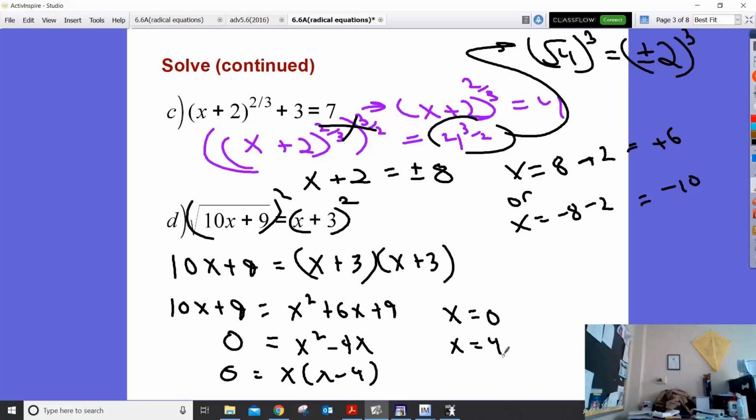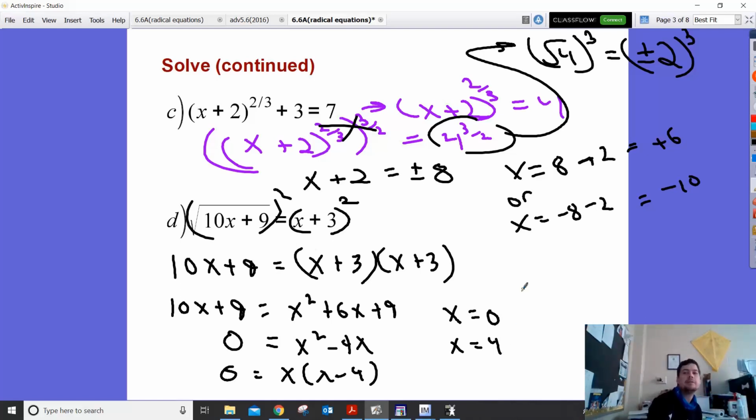They're worth checking, but I think they work on this one. Plug a 0 in this radical. What are you trying to take the square root of? 9. The square root of 9 is 3. Plug a 0 in there, you get 3, right? So it works. Plug a 4 in, what are you trying to take the square root of? 49. That's 7. 4 plus 3 is 7. They were both good answers. They both worked. We're just checking. So there's that. We're not at peak difficulty yet.